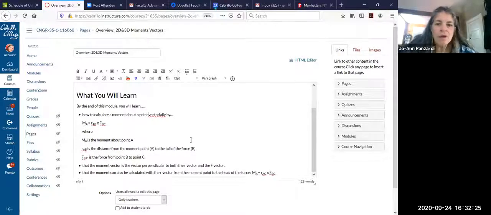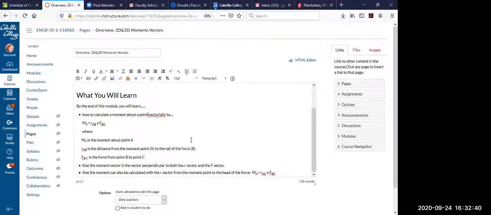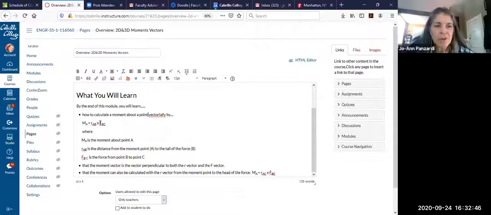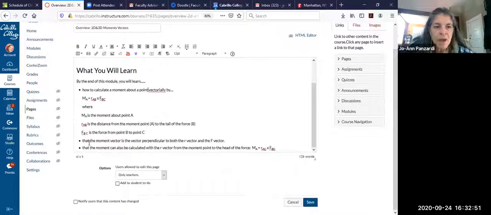So I'm differentiating between solving for moments using a right-hand rule. And remember, the right-hand rule is where you're taking the magnitude of the force, the magnitude of the perpendicular distance, and then using your right hand to determine whether it's positive or negative. And the other way of solving moments is vectorially, where you're finding out what the R vector is, finding out what the F vector is, and crossing them. Okay?